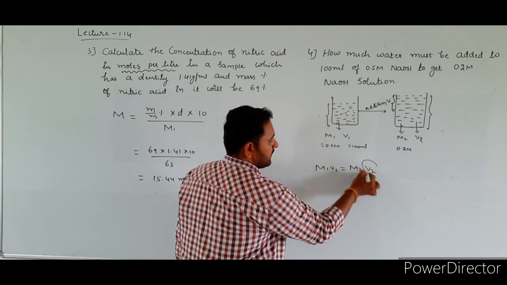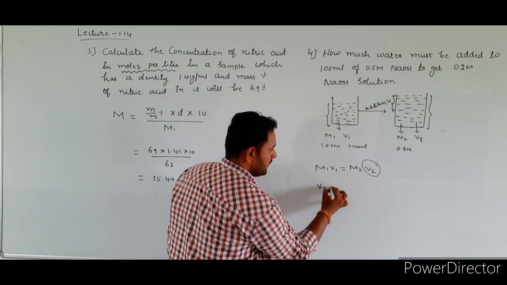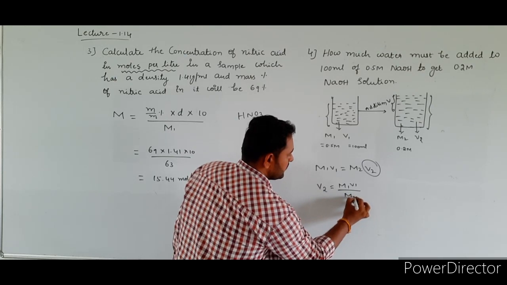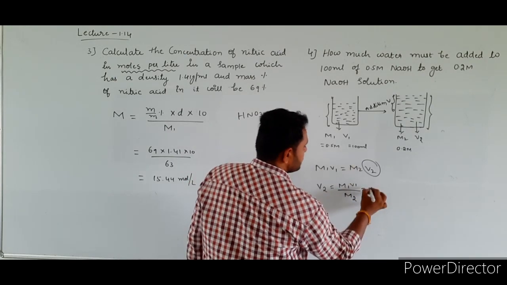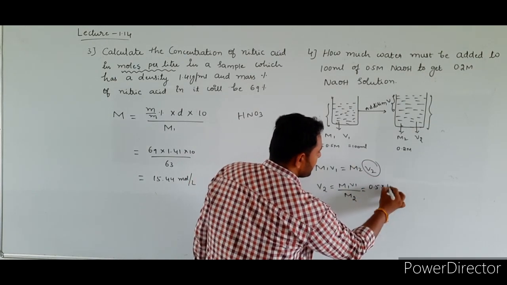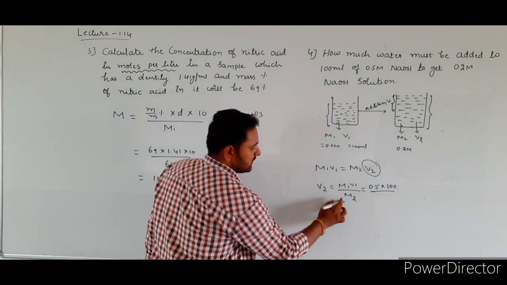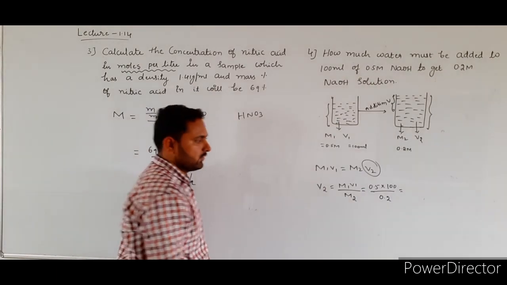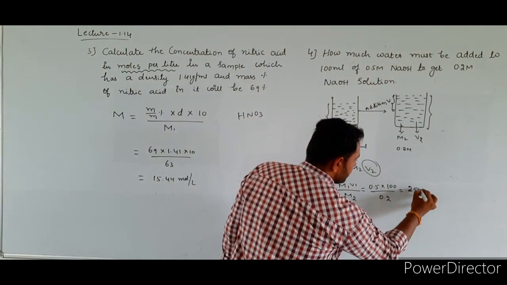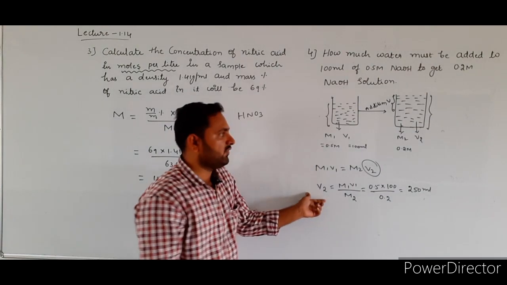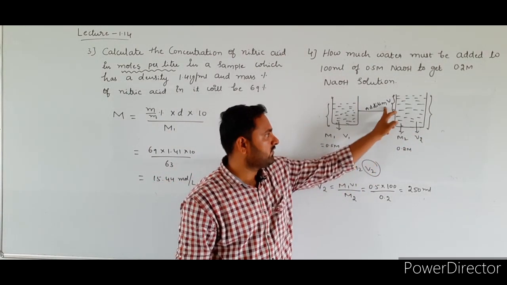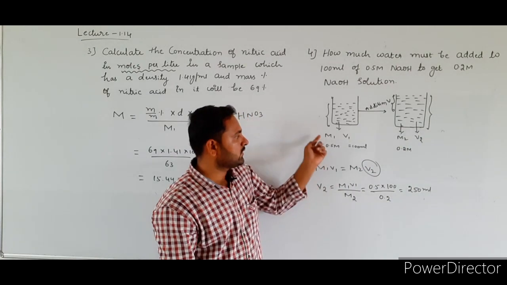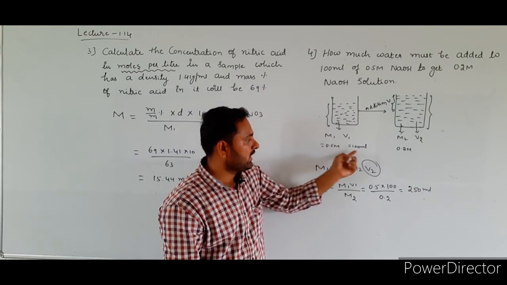First we have to calculate V2. V2 is equal to M1 V1 divided by M2. Now substitute the values. M1 0.5 into V1 100 ml divided by M2 means 0.2. By calculation you will get 250 ml. This is the volume of the final solution. After addition of water, the final solution is 250 ml. The initial volume is 100 ml.